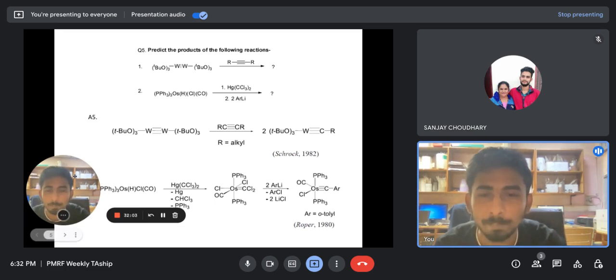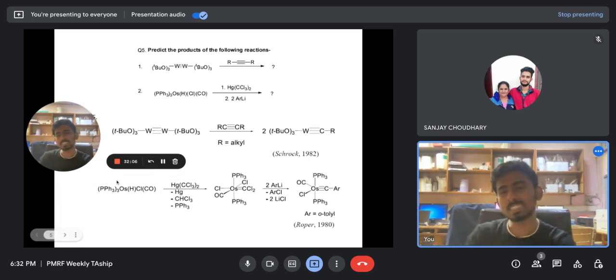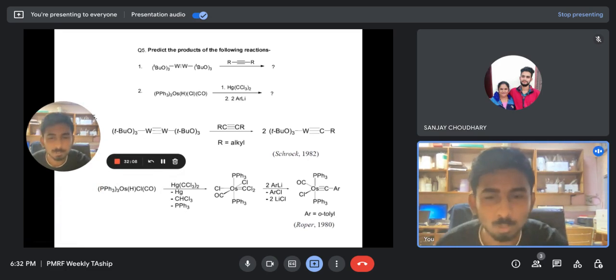The second example is quite tricky. So what happens in this case, it is a very stable osmium complex, osmium hydride ClCO and 3PPh3.